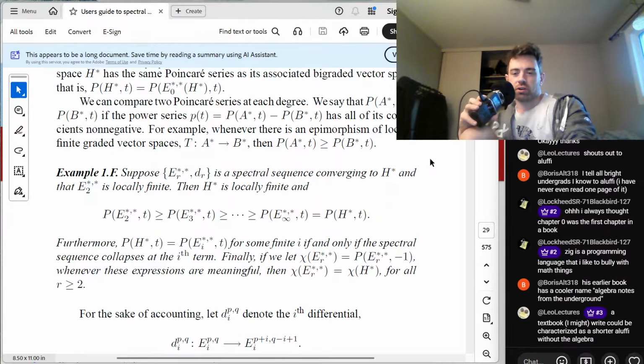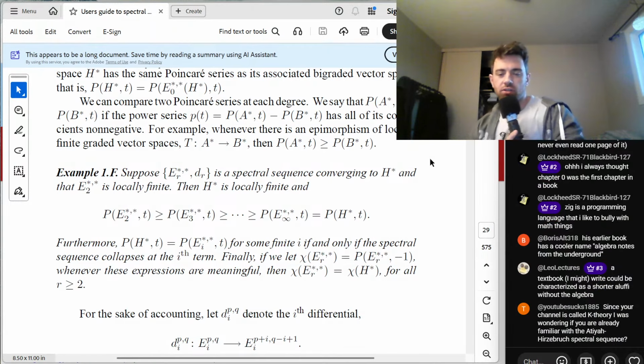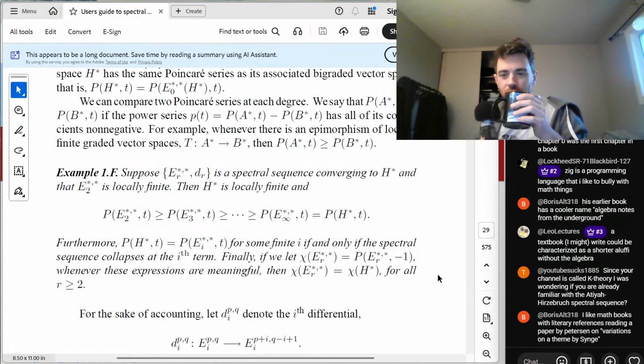Zig is a programming language. I knew it. That you like to bully with math things. His earlier book has a cooler name, Algebra: Notes from the Underground. That's his earlier book? I thought that was the new book, because didn't he put out a new book recently that's like Introduction to Algebra, but with rings first? A textbook you might write could be characterized as a shorter Aluffi without algebra. I can also write a textbook very quickly, which is a shorter Aluffi without algebra. Zero pages long, though.